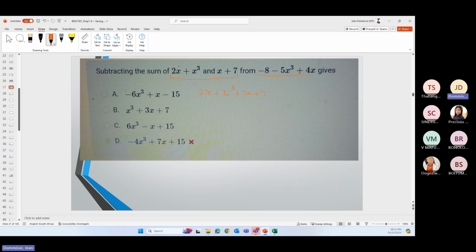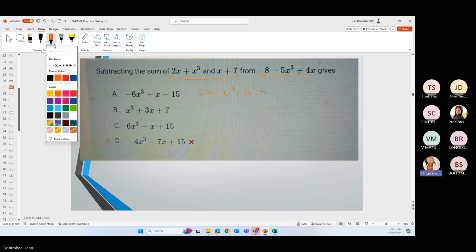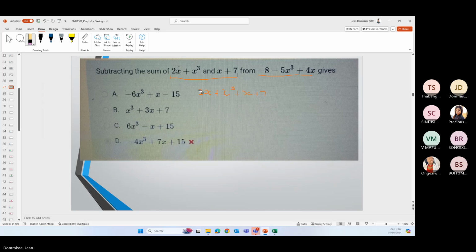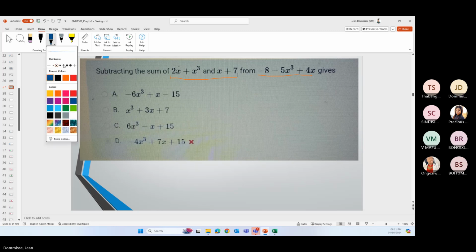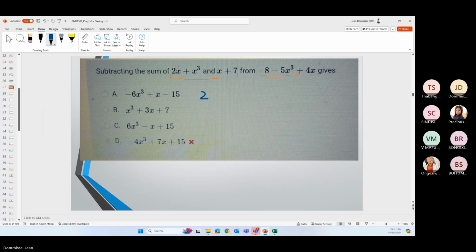Sorry, sir. Yes? Do you mind changing the color? Because this is not clear. I'm not sure if I'm the only one, but I cannot see this. No, that's 100%. Let's do it. So I'm going to go for a bigger font as well. Okay, is that better? Yes, thank you. Cool.